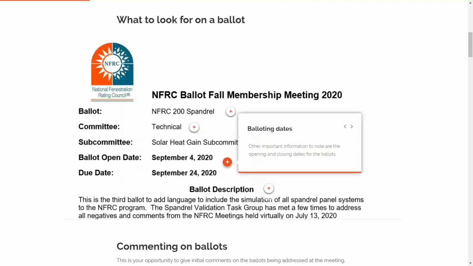And another important factor are the ballot dates. There's the open and close dates. So you will receive an email about when the ballot's open, and you'll have a deadline to submit your ballot responses.